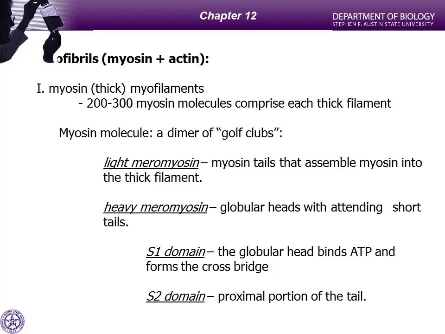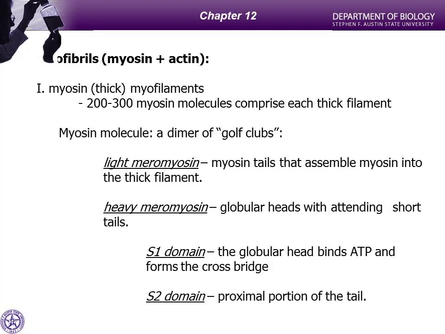Now, for our arm, and one of these days I'm going to change that slide, understand the myosin molecule has different subdivisions. From our shoulder to our elbow, that is going to be the light meromyosin, or the light chain. From our elbow to our fist, that's the heavy chain. We can also subdivide the heavy chain into S1 and S2 domains. The S1 domain of the heavy chain is your hand. The S2 domain is your forearm.